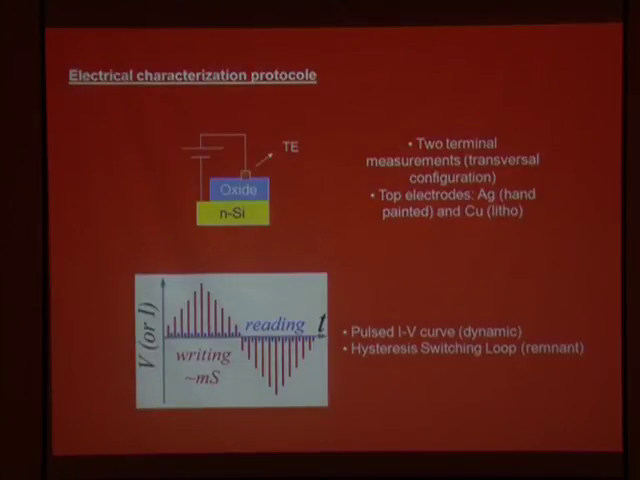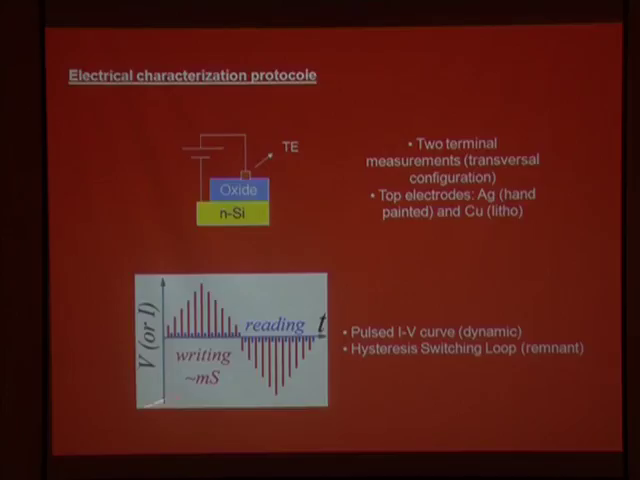So this is the configuration we use for the electrical measurements. We measure in the transversal configuration, where the bottom electrode is the silicon, as I said, and we use different top electrodes. Here I will show the results we found using silver, prepared by just painting with silver paste on top of the oxide. And I will show also results with the copper top electrode that was prepared by sputtering and miniaturized by means of standard optical lithography.